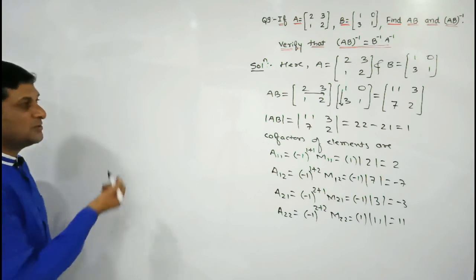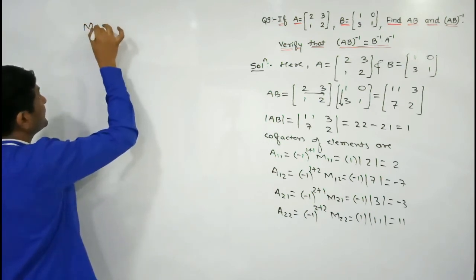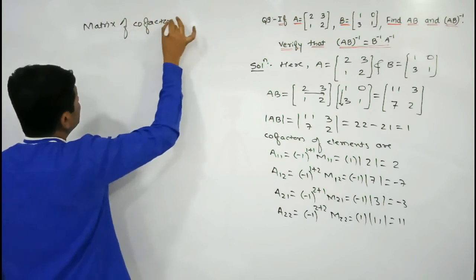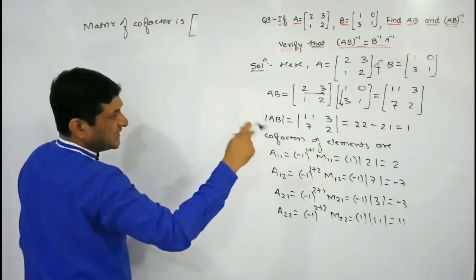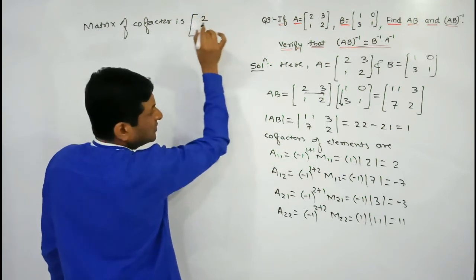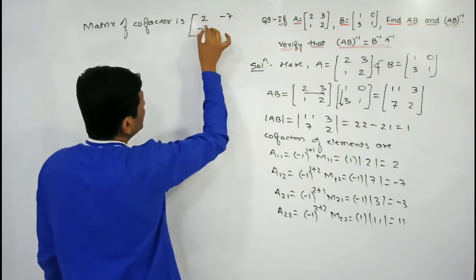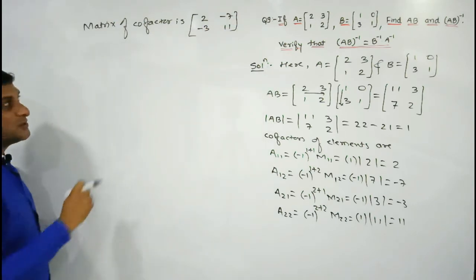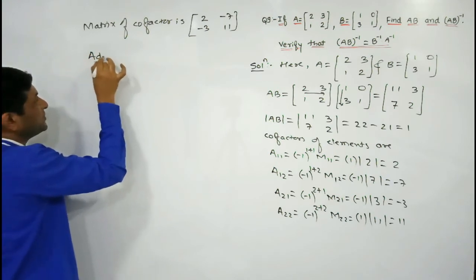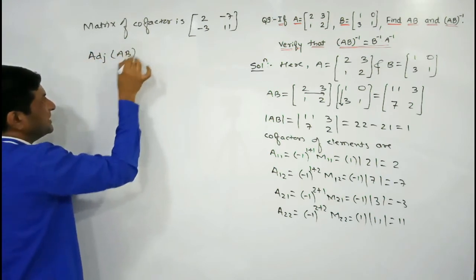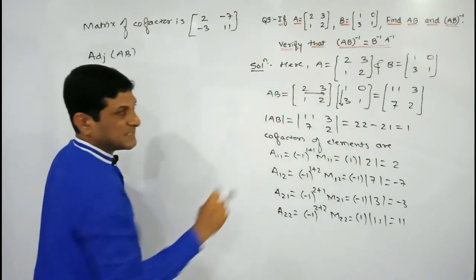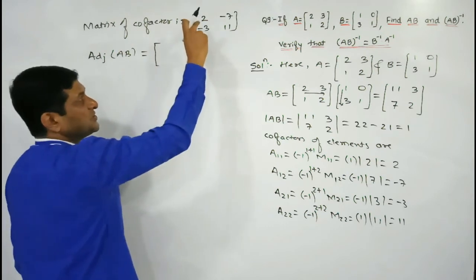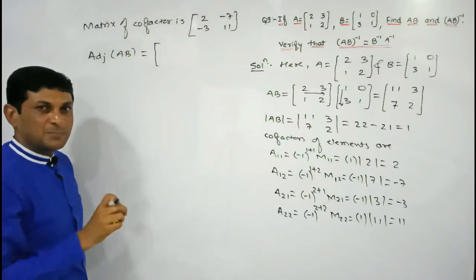Once the cofactor is known to us, write down the matrix of cofactor. The matrix of cofactor is, so here the elements of the matrix are 2, minus 7, minus 3 and 11. Once the matrix of cofactor is known to us, to find its adjoint, meaning we are finding the adjoint of which matrix? AB, because this matrix is nothing but matrix AB and we are finding its adjoint. So adjoint can be found simply by interchanging rows and columns, meaning the transpose of the matrix of cofactor.